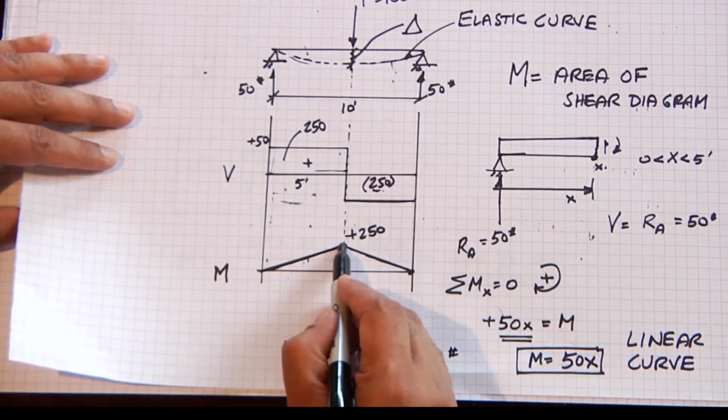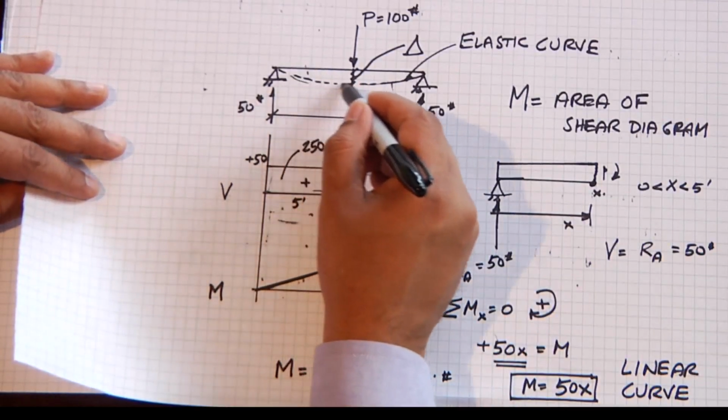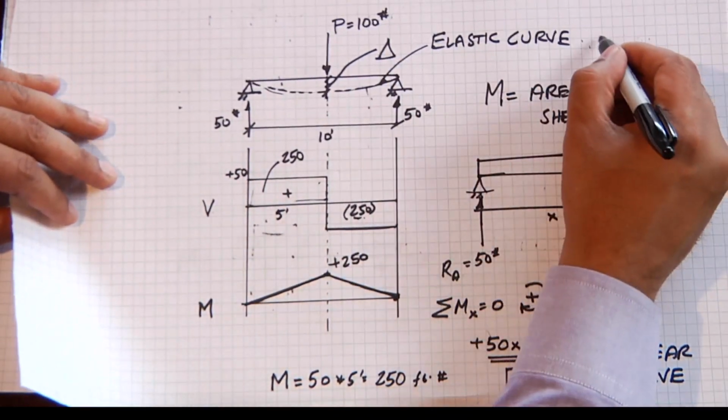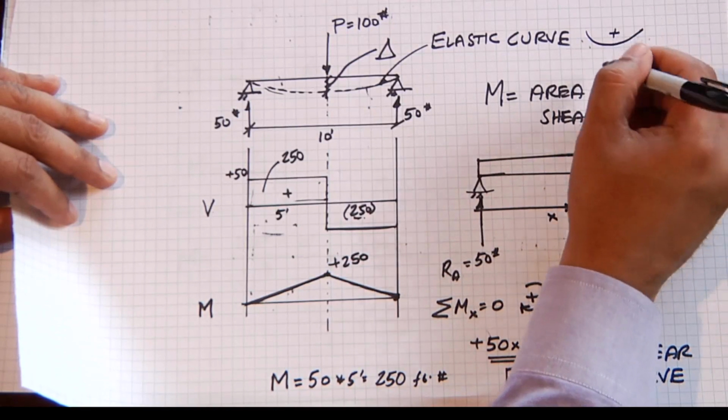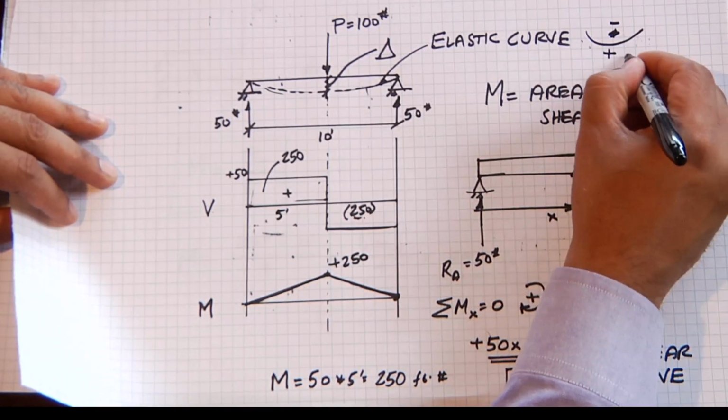Now, how do we know that it's a positive moment? Well, in this simple example, we look at the elastic curve, and the elastic curve has compression on the top, tension on the bottom.